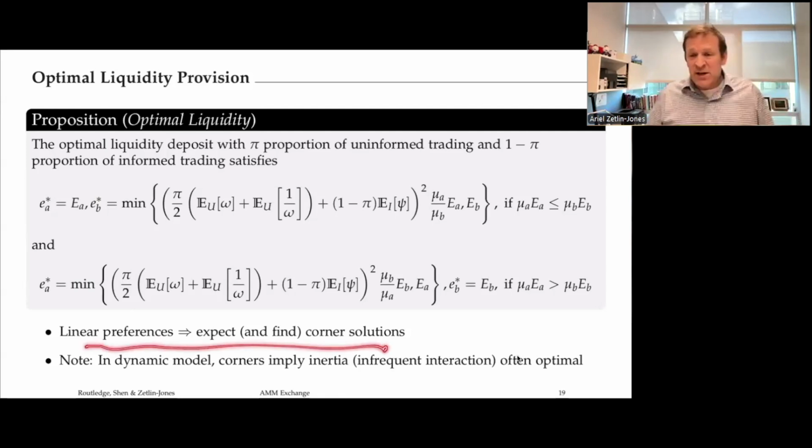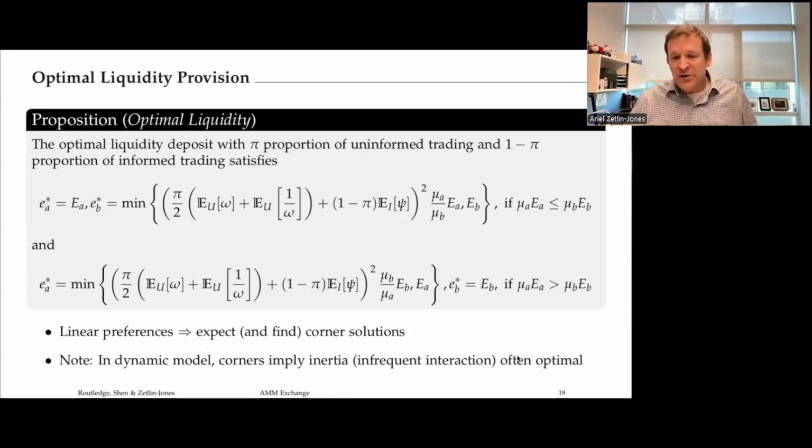First, we have linear preferences, so we expect and do find corner solutions. In general, liquidity providers are going to supply all of one of their tokens or all of the other of their tokens. That's not too surprising because I have two sets of linear agents. If I had risk aversion, we'd move away from that a little bit. People would want to be more interior. But if I push this linear model a little bit further, and this comes back to something I claimed earlier, in a dynamic model, we're going to start generating corner solutions. And then with corner solutions, we can generate inertia.